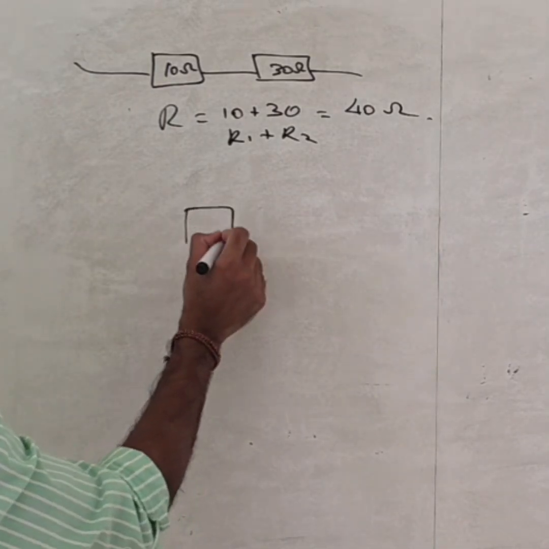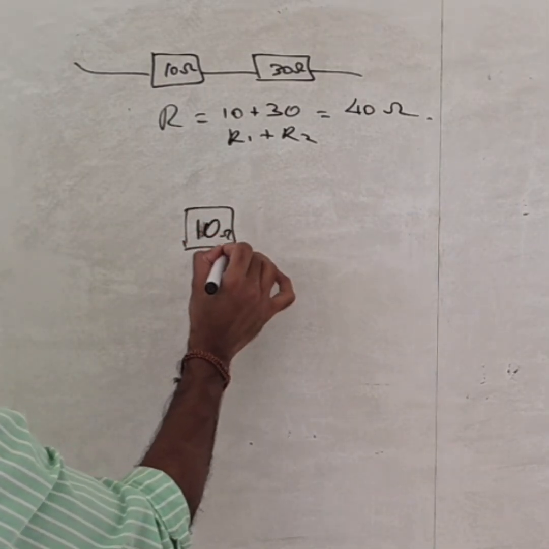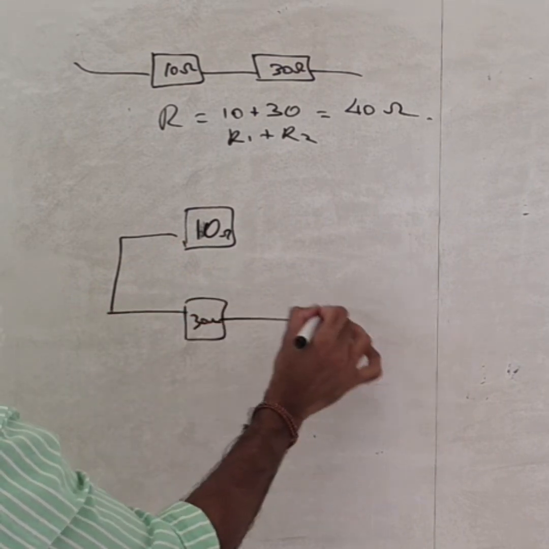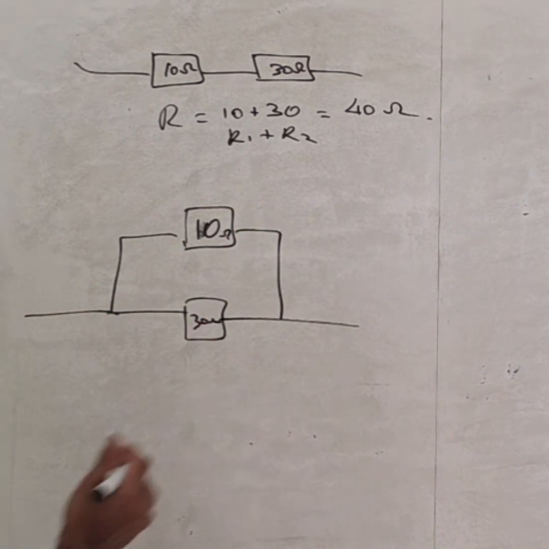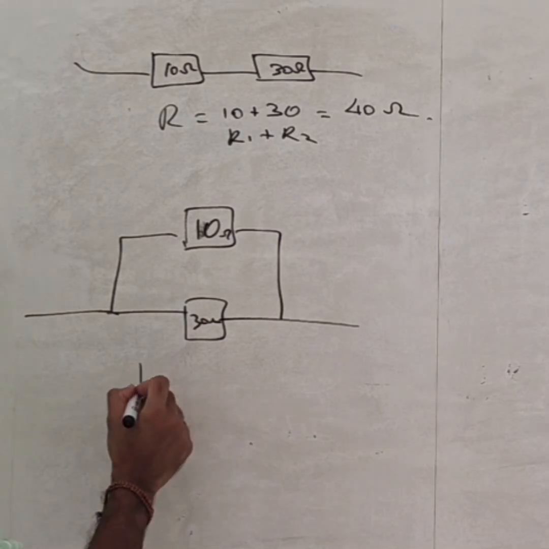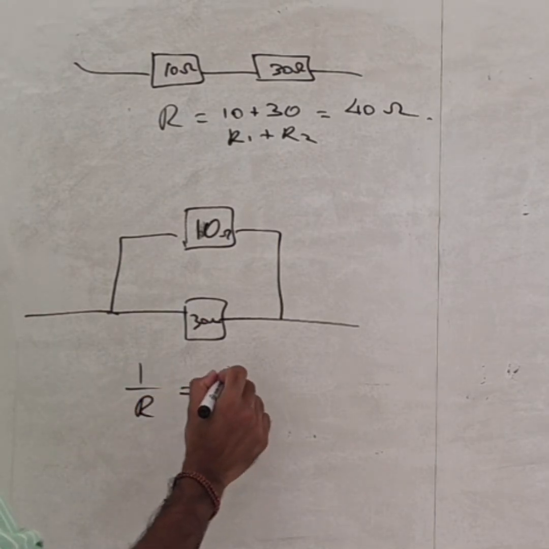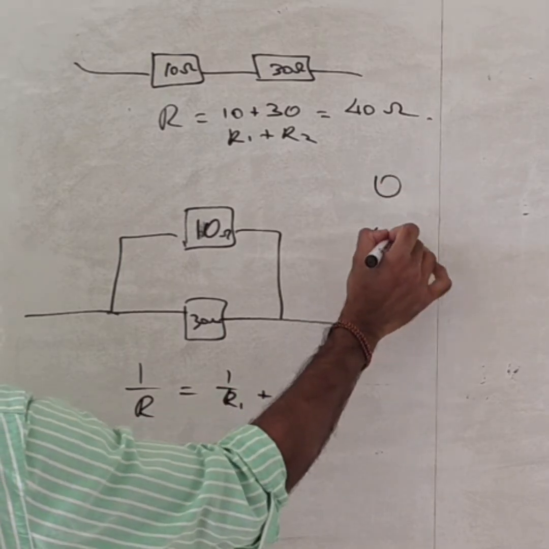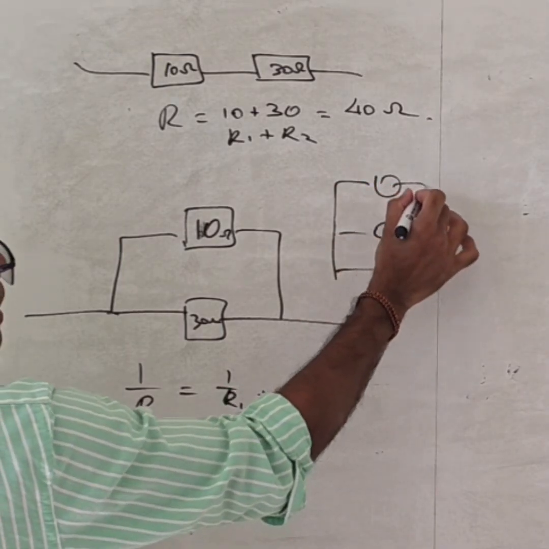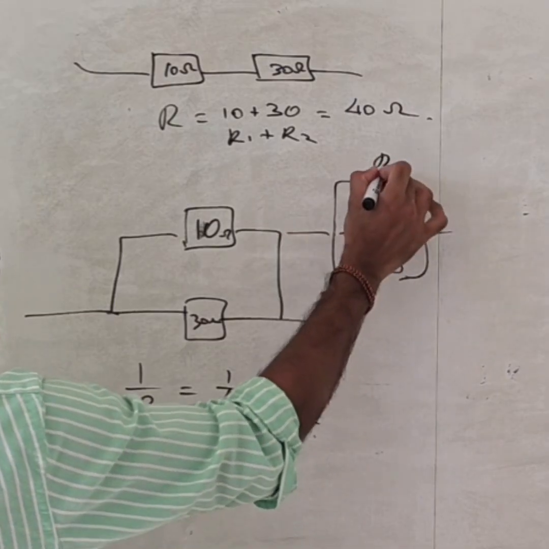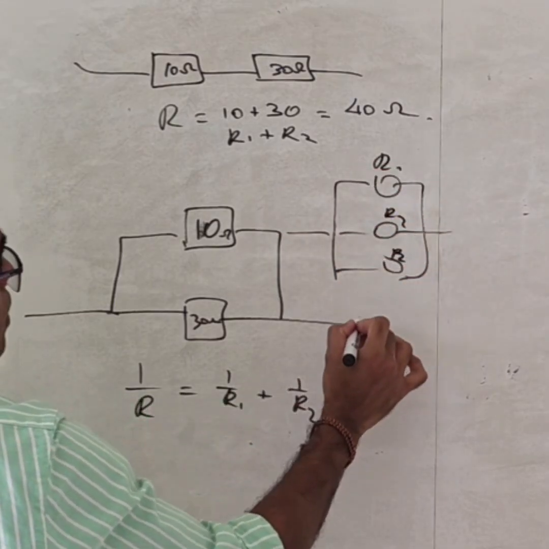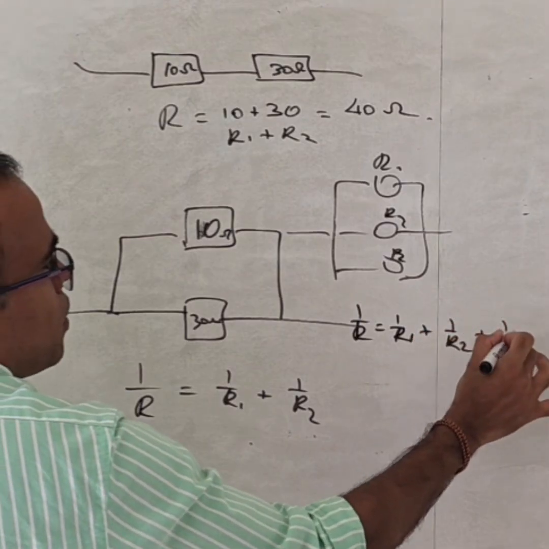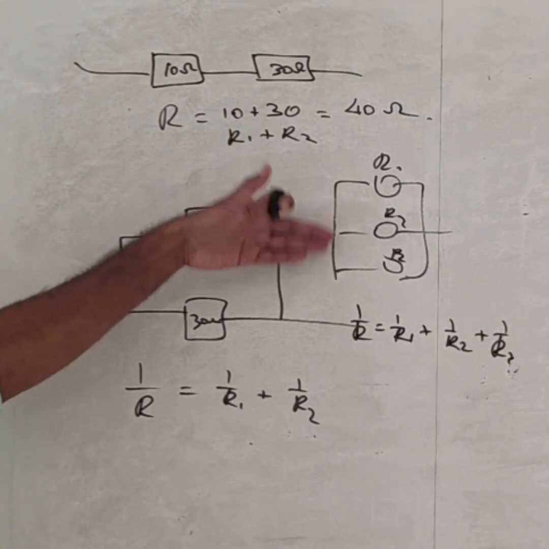So if I have a resistor like 10 ohms here and another 30 ohm here, the combined resistance is found from 1 over R equals 1 over R1 plus 1 over R2. If you have three resistors in parallel, R1, R2, R3, then 1 over R equals 1 over R1 plus 1 over R2 plus 1 over R3, if it is in parallel only.